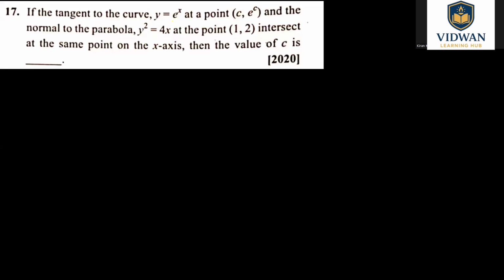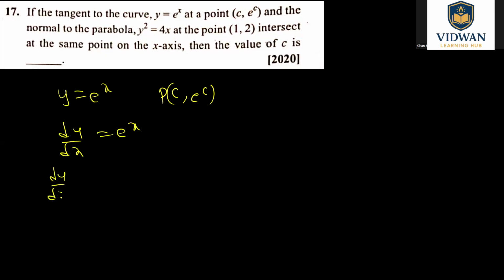So the tangent to the first curve cuts the x-axis at some point, and the normal to the parabola cuts the x-axis at the same point. What is C? So you do it separately first. Suppose we choose the first curve, and at the point C we are talking about the tangent. First you differentiate, you get dy by dx as e power x. And what will be the slope at the point P? You just substitute the coordinates of this point and put x as C. This will be e power C.